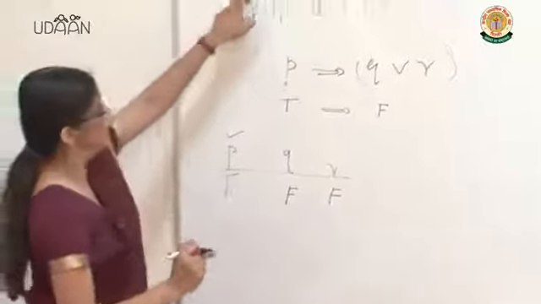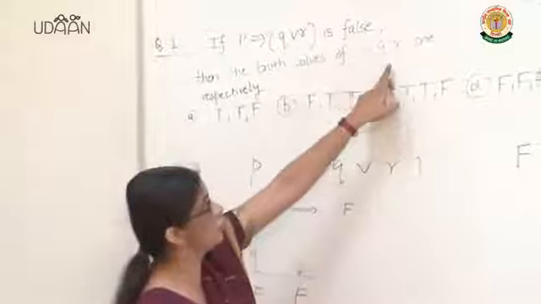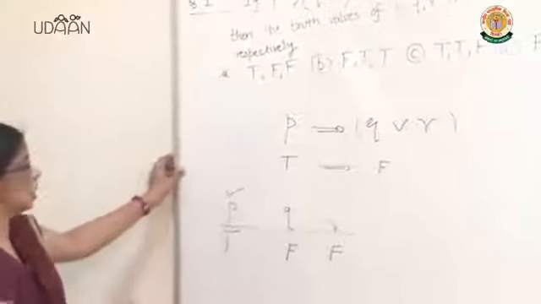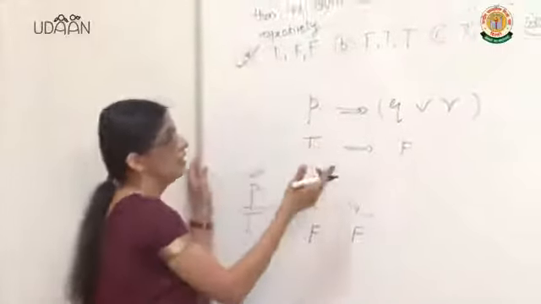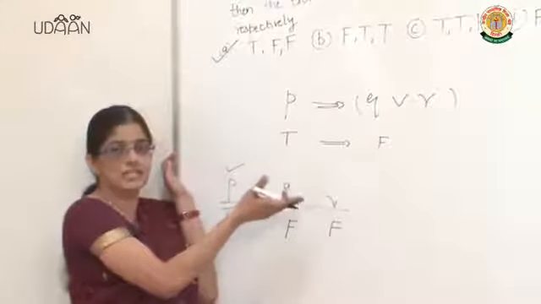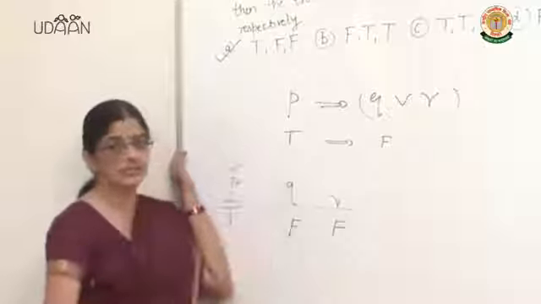So look, then the truth values of P, Q and R are. Look, which option is matching? Of course, option A. It's a very simple question based on the concept. Is it clear? Let us proceed to the next question.